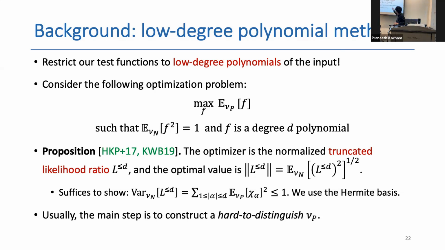Yeah. So the optimal is the truncated likelihood ratio. I can explain in more detail. Basically, you choose a basis under the null distribution, and you write the low degree part of the likelihood ratio function. Okay.